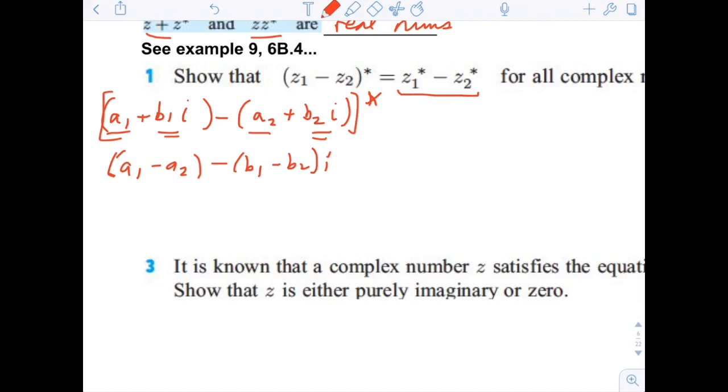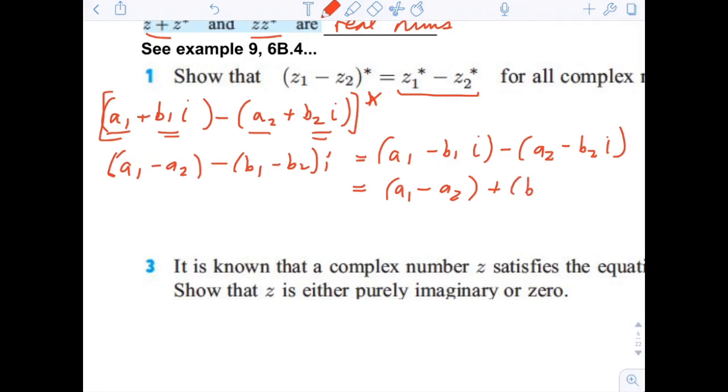So the conjugate of z1 is going to be a1 minus b1i. And we subtract z2, which is a2. That's the conjugate of z2, so it'd be a2 minus b2i. And then we'll do a1 minus a2 for the real part. And then we will do b2 minus b1, the imaginary part.